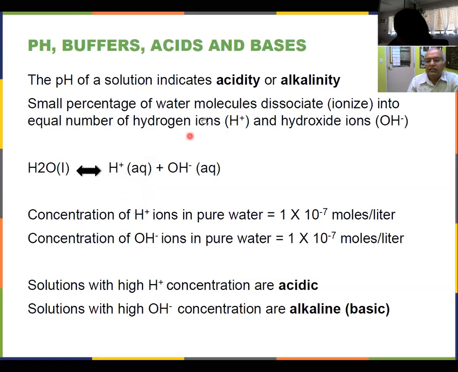Now, the opposite is a base. Bases will remove hydrogen ions, increase the hydroxide ion concentration. Because if you have more of the hydroxide ion, they combine with hydrogen, take it away and convert it to water. So acids and bases are just the opposite. Acids increase hydrogen ion concentration. Bases will have less hydrogen ion concentration. Okay, that's the acid and base.